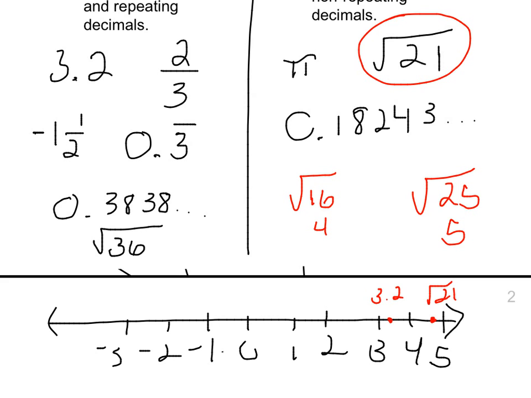And then the 0.3 with the repeating bar, this one here, would go just right here. 0.3 with the bar. There we go. Then -1.5 would be right here, -1.5. I think that's enough examples of that.